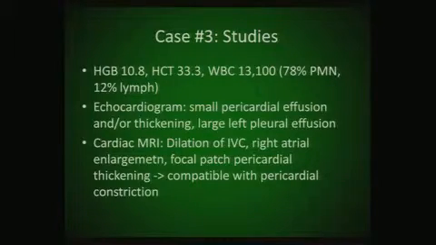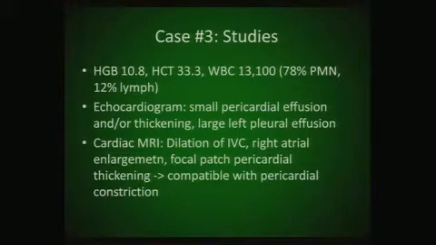Echocardiogram showed a small pericardial effusion with some possible thickening, and a large left pleural effusion, which had been evident on her physical exam. And ultimately, she had an MRI of her heart, which showed dilation of the inferior vena cava, right atrial enlargement, and a focal patch of pericardial thickening compatible with pericardial constriction. TB pericarditis used to be one of the most elusive diagnoses until, of course, modern-day imaging.